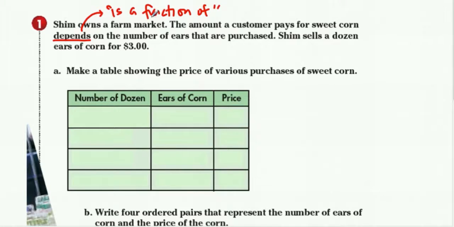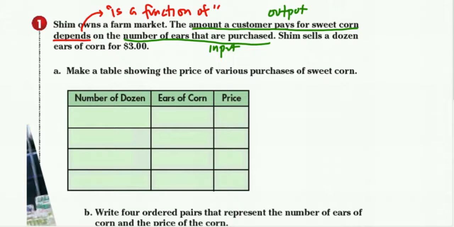So Shim owns a farm market. The amount the customer pays for sweet corn depends on the number of ears that are purchased. By that sentence alone, we know what the output is. We know what the input is. The output always depends on the input. So in this case, our output would be the amount a customer pays for sweet corn, and the number of ears that are purchased will be our input.